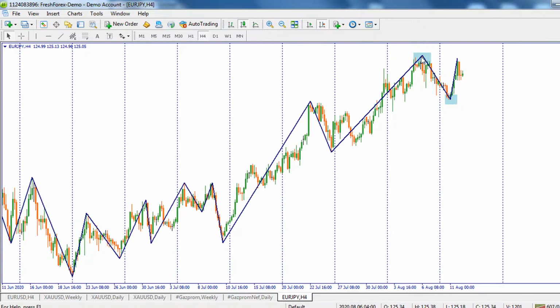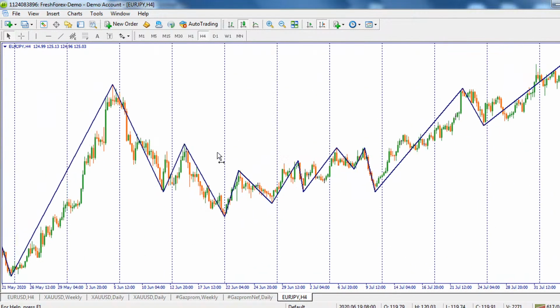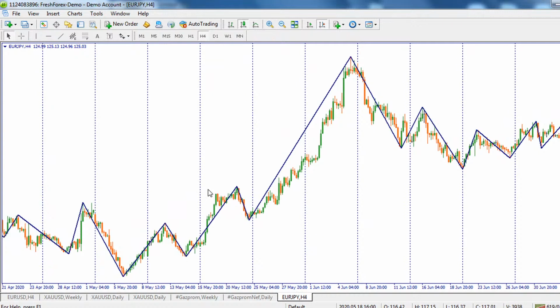I'll enter trades based on the zigzag indicator, but I'll exit trades based on the fib levels. So my take profit is purely based on the fib levels, not even the indicator that I used for entry. So let's start from this point. We'll start off from this point here.